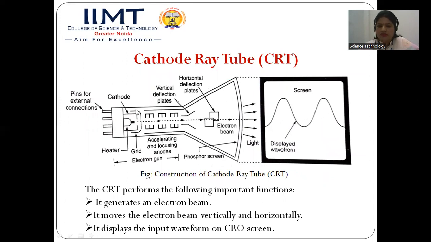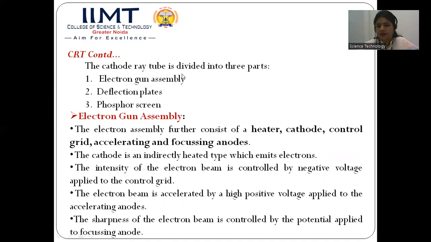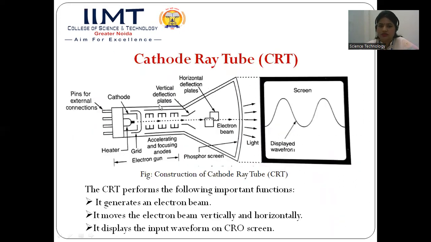So broadly, we can classify this cathode ray tube into three different parts. The first part is the electron gun assembly. The second is the deflection plate, and third is a phosphor screen. So you can see clearly we have this first part. This is an electron gun.